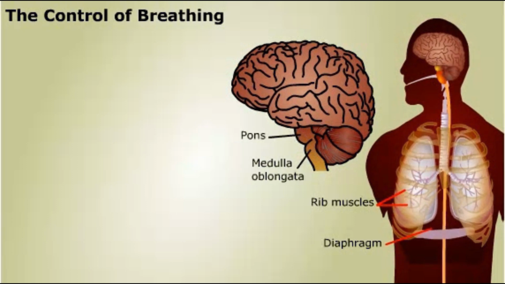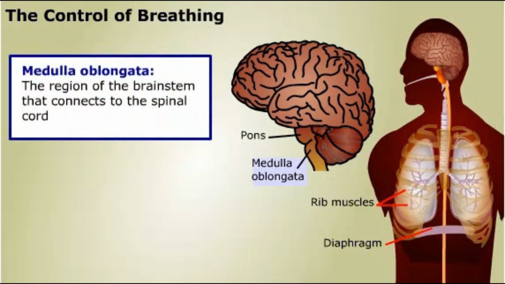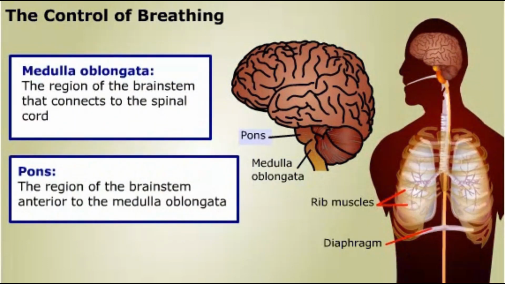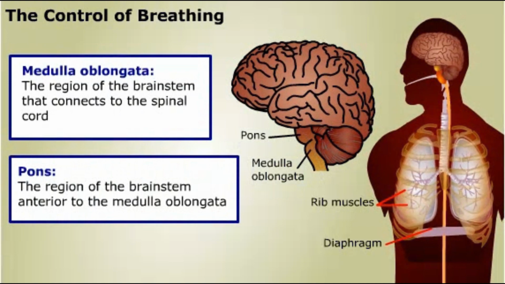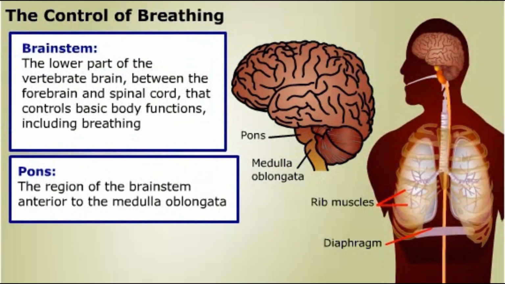The body's breathing control centers are located in 2 regions of the brain, the medulla oblongata and the pons. Together, these regions make up the brainstem, which controls basic body functions like breathing, swallowing, heart rate, and blood pressure.